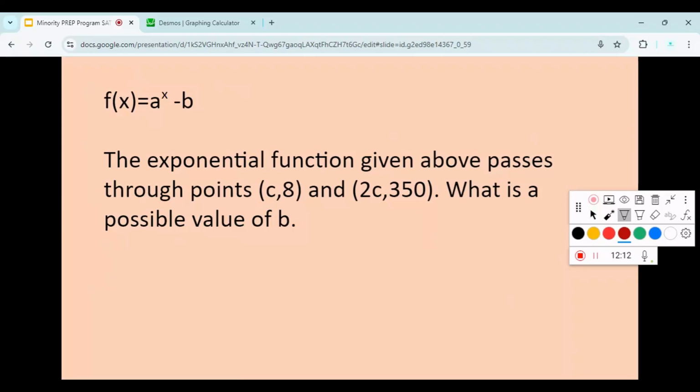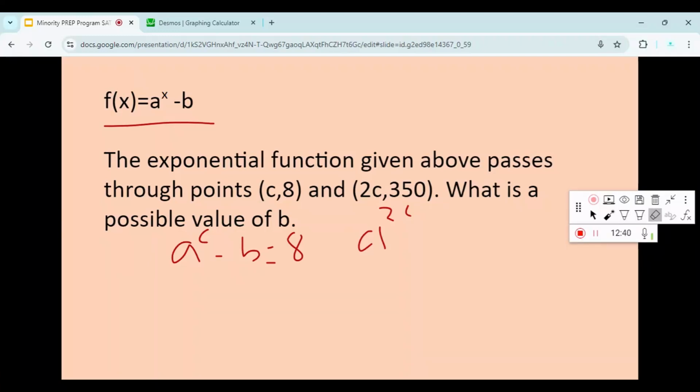Here's our next question. Again, like the previous question that we did, whenever I have something that has a lot of unknown constants and they give me points, I like to just plug it in and see what we know from there. So in this case, they said when x is equal to c, our whole function should equal 8. And when x is equal to 2c, our whole function should equal 350.